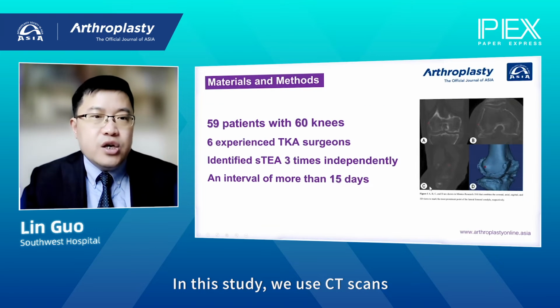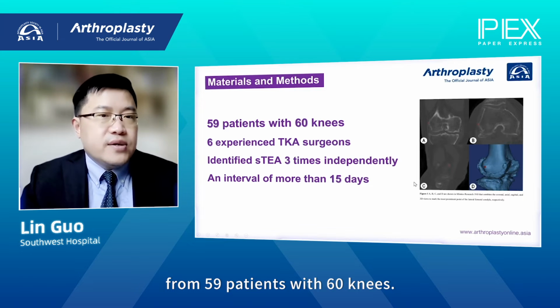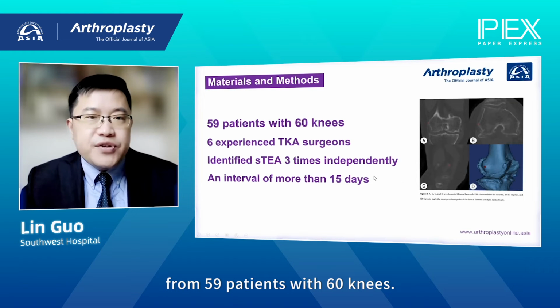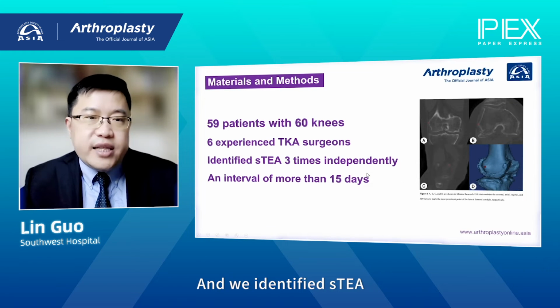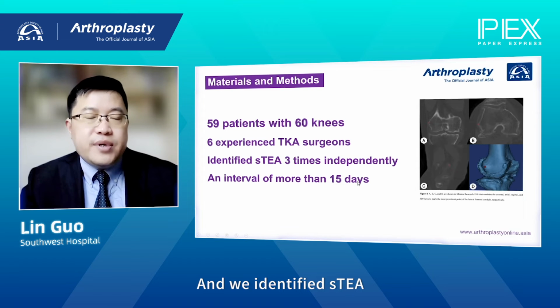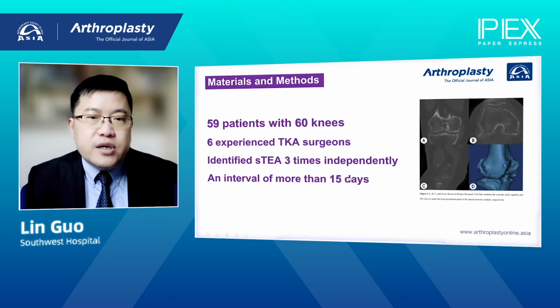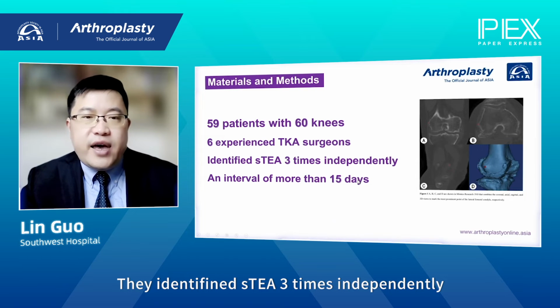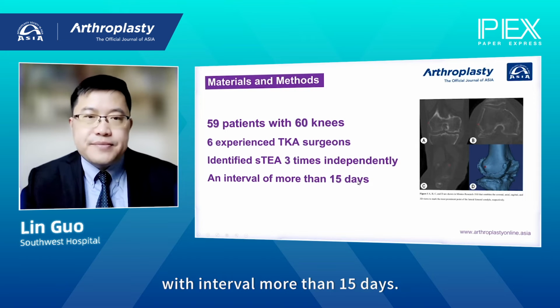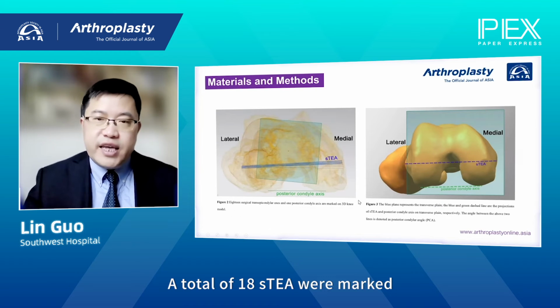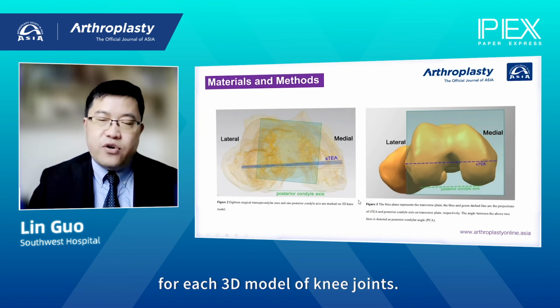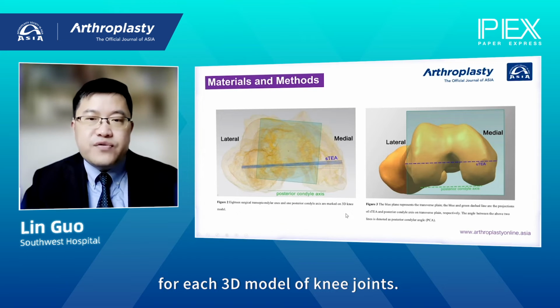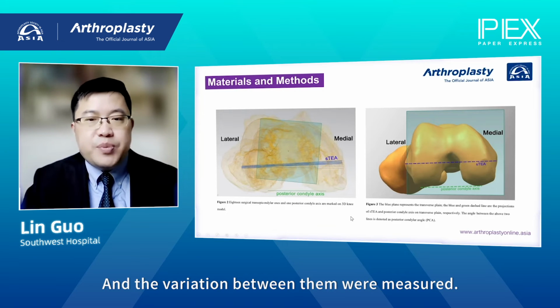In this study, we used CT scans from 60 patients with 60 knees, and we identified the STEA in 6 experienced total knee surgeons. They identified the STEA 3 times independently with an interval of more than 15 days. A total of 18 STEAs were marked for each 3D model of the knee joints, and the divergence between them was measured.